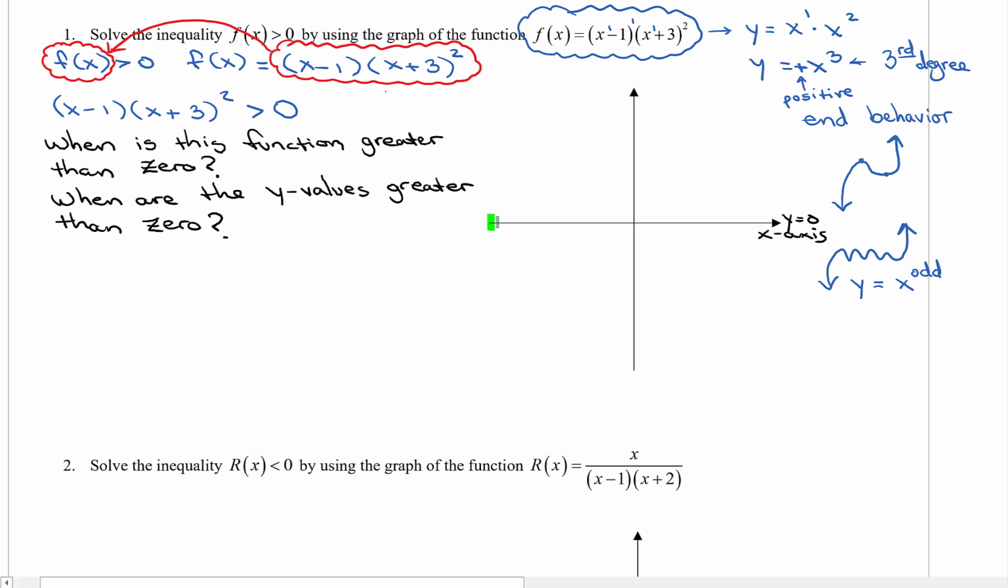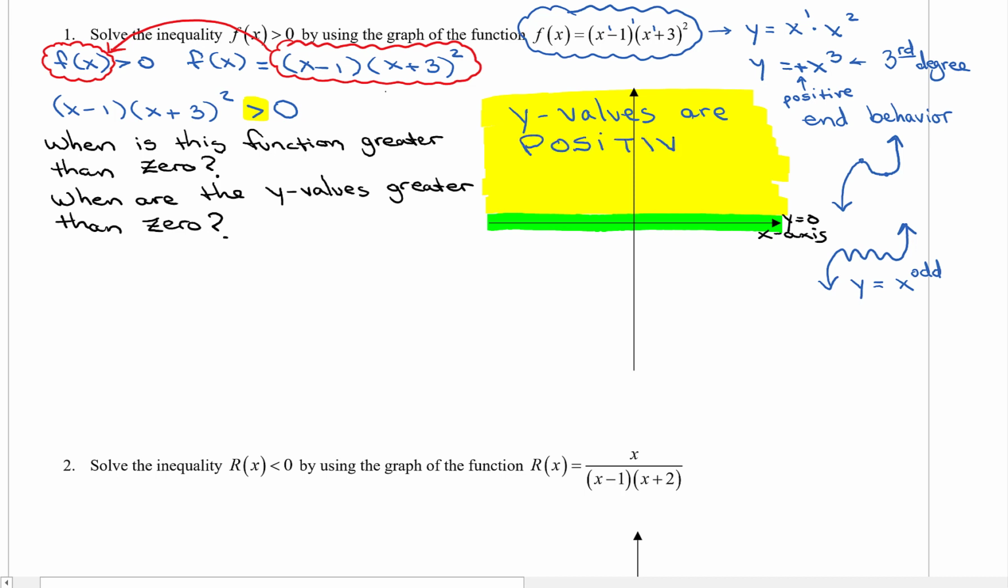Okay, now I'm going to highlight the y equals 0 line here, or the x-axis, and then I'm going to highlight the area above it, because I'm trying to show you everywhere the y values are going to be greater than 0. Everywhere that I highlighted in yellow, the y values are going to be strictly greater than 0. Notice that I highlighted the x-axis green because everywhere on the x-axis y is equal to 0, and that would not be strictly greater than 0. So the y values are positive above the x-axis only.